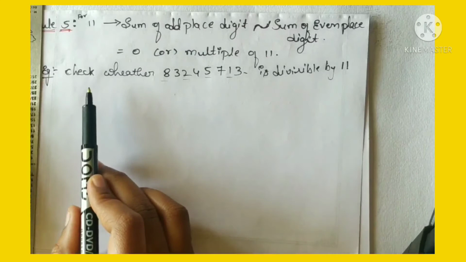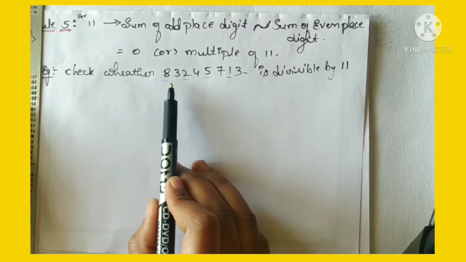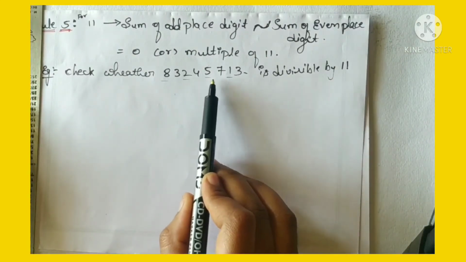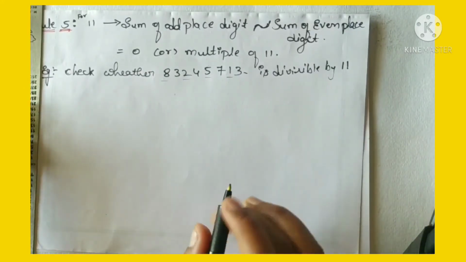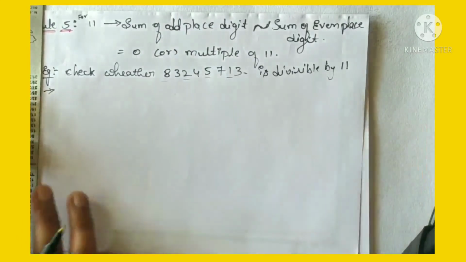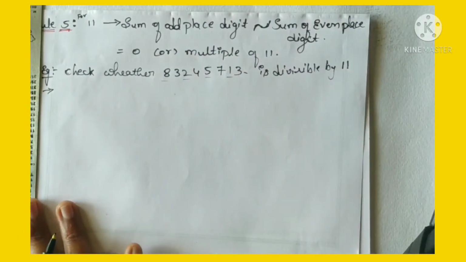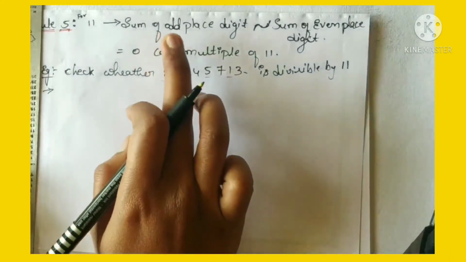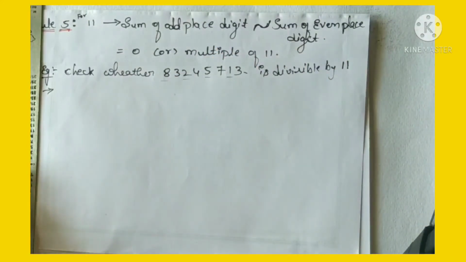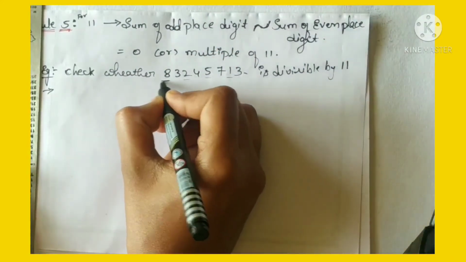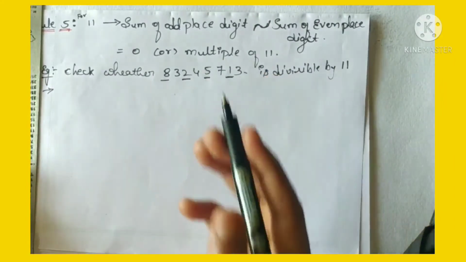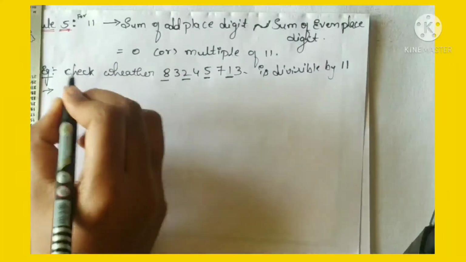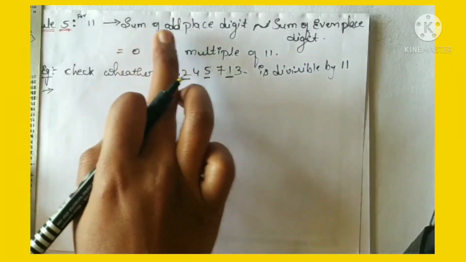Example: check whether 8, 3, 2, 4, 5, 7, 1, 3 is divisible by 11. For this, we just follow the rule. The rule says to take the sum of the odd place digits. Here the odd place digits are 8, 2, 5, 1. These are the odd place digits, and they ask us to do the sum of the odd place digits.